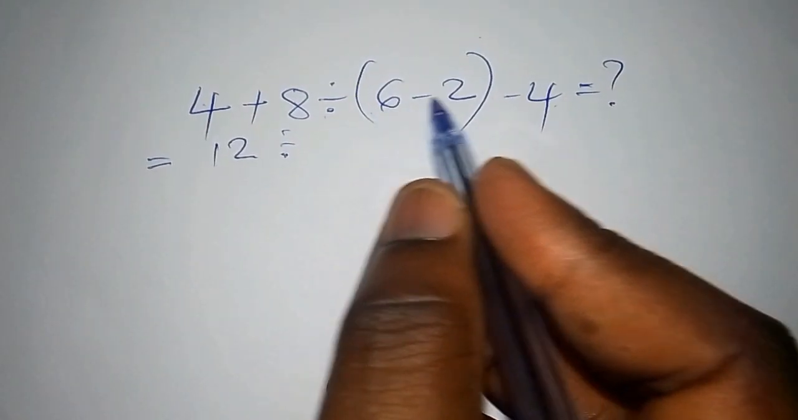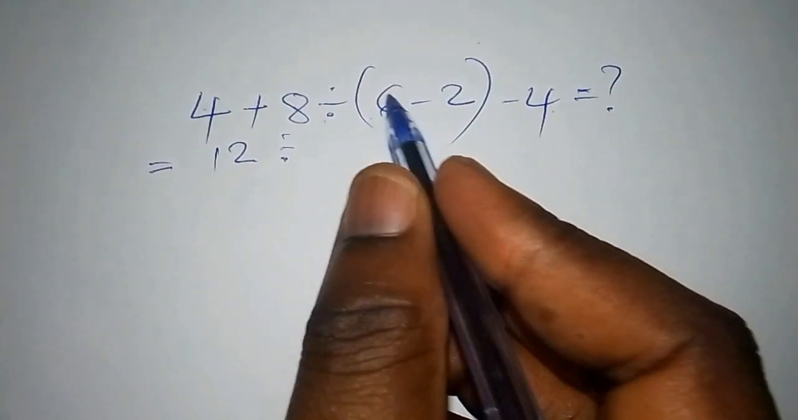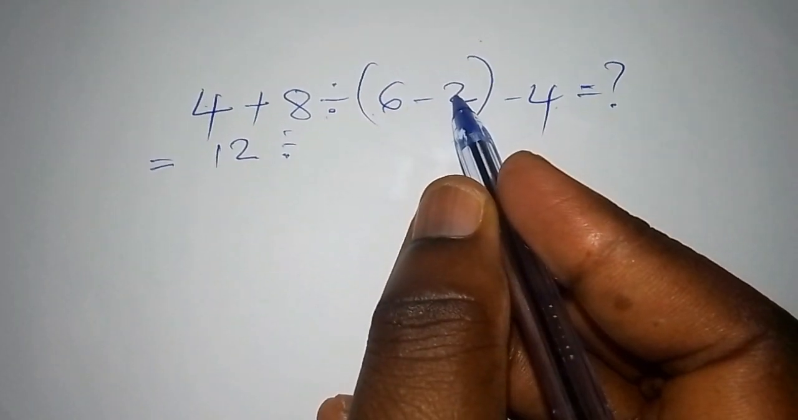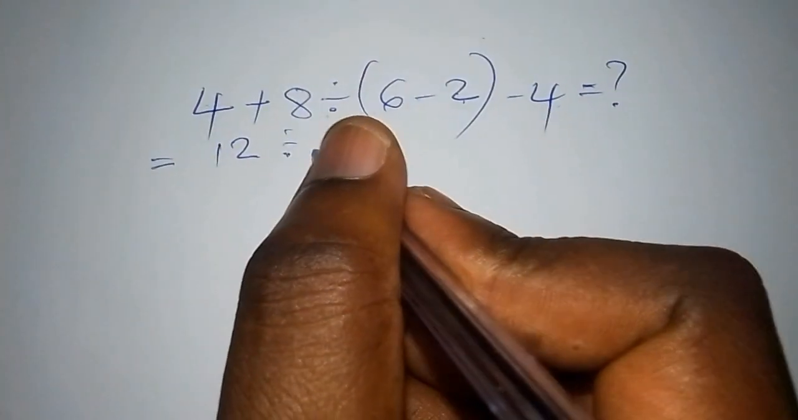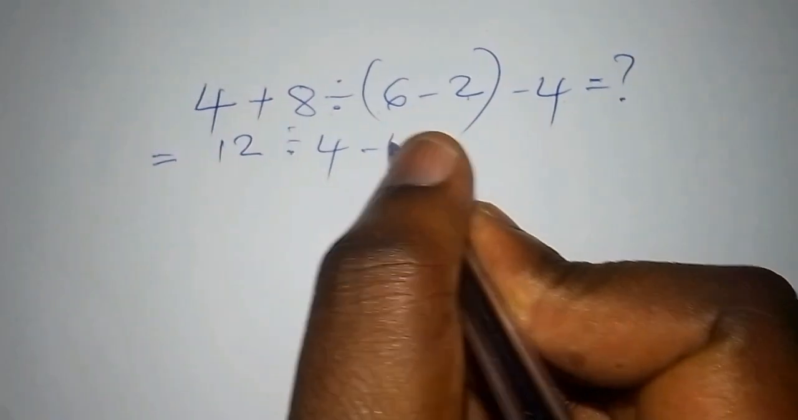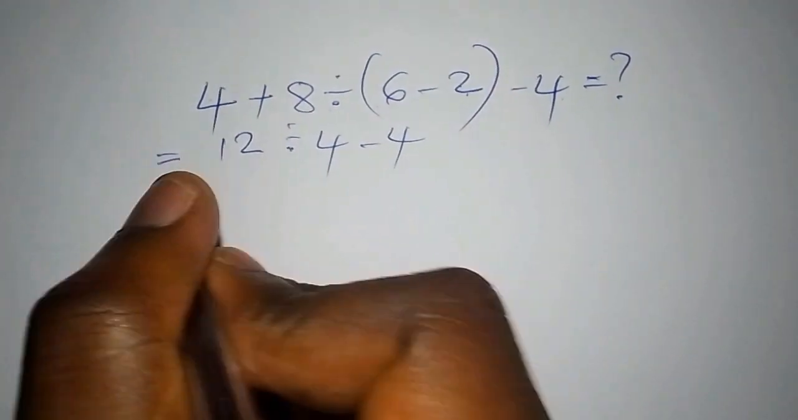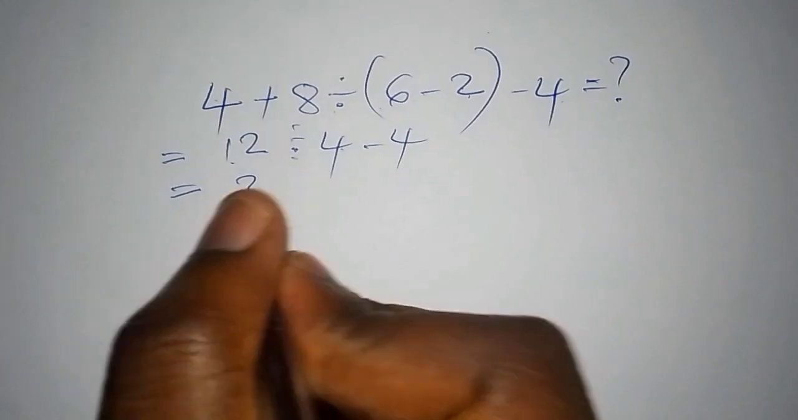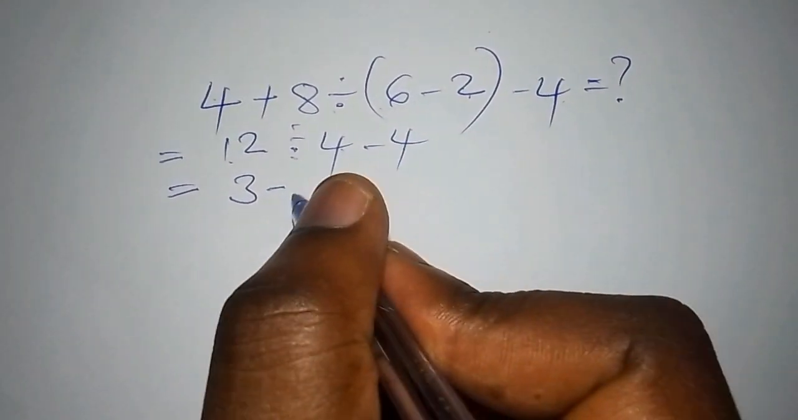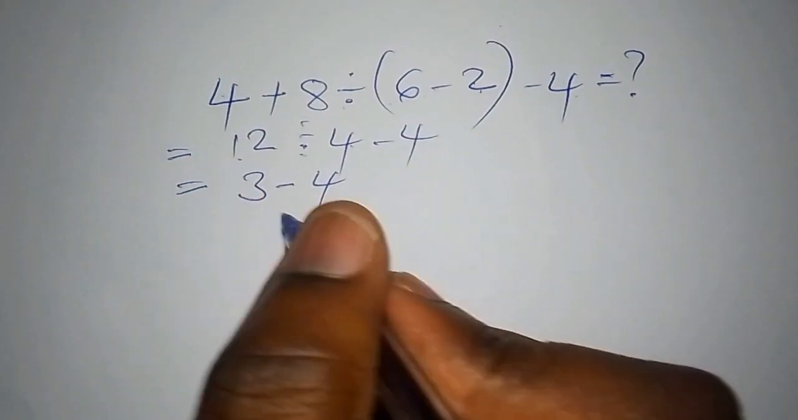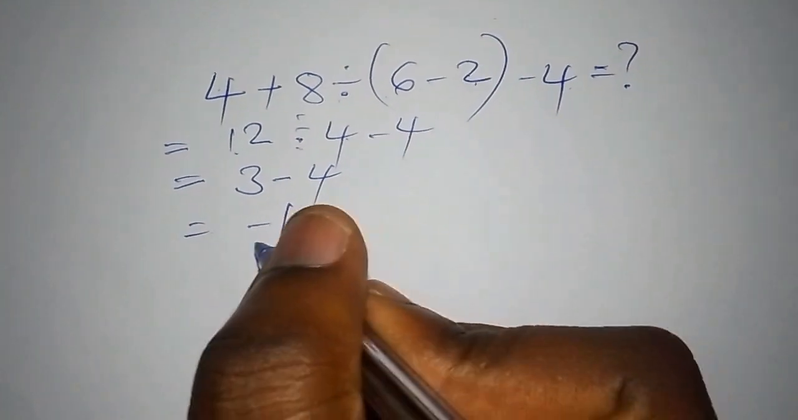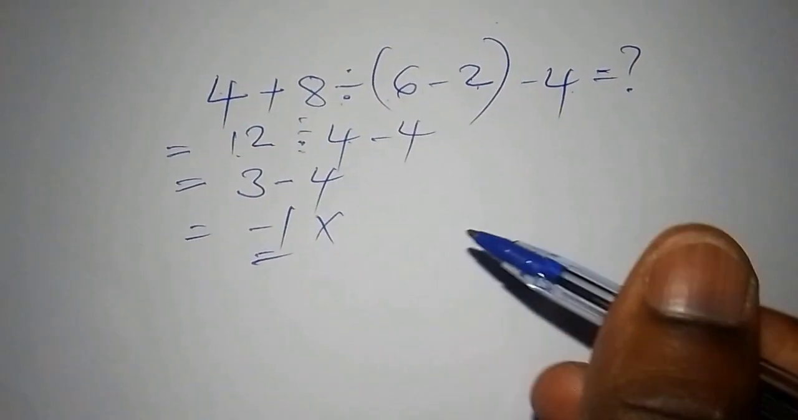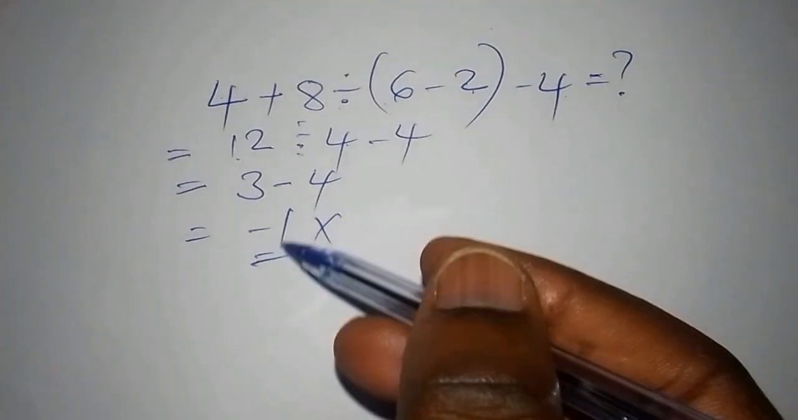Then they take the number inside here. That is, they just pick 6 subtract 2, and 6 subtract 2, our answer, is 4. Then they say subtract from 4. Then from there, they end up by saying that 12 divided by 4 is 3. Then from there, 3 subtract 4, and then the answer becomes minus 1. Is this really true? I don't think so. If you feel like it is not really true, it's not the correct answer.